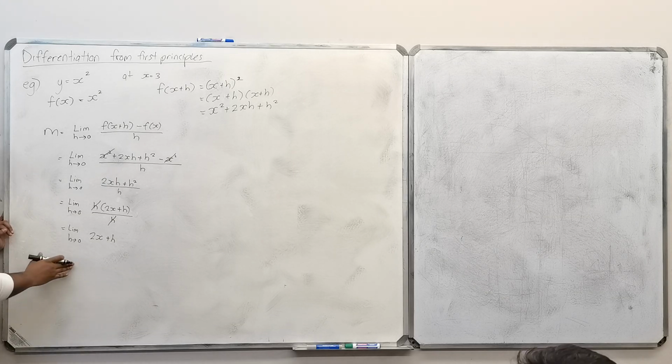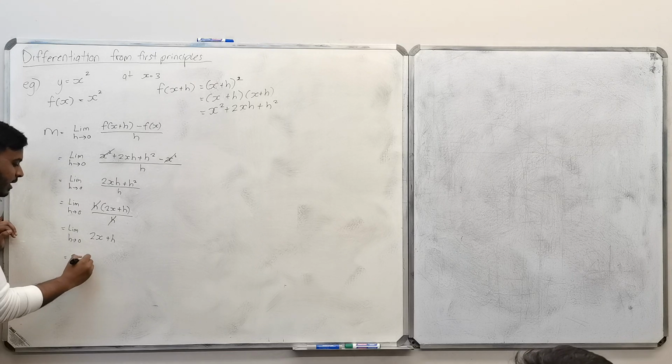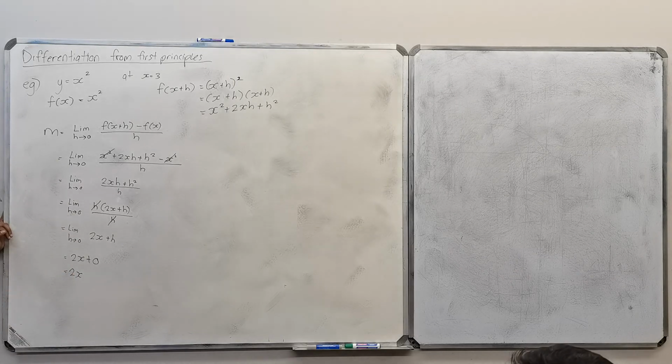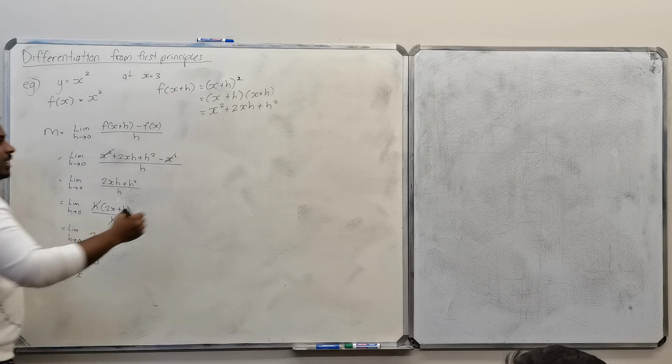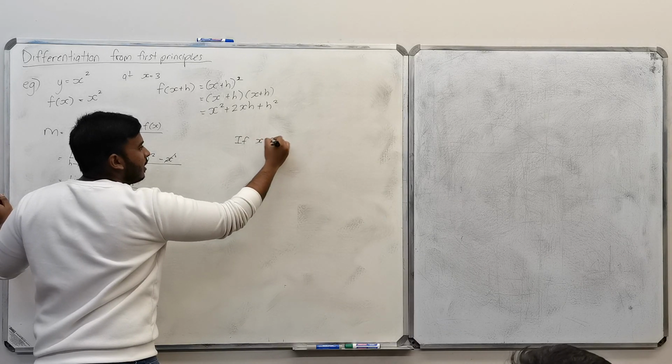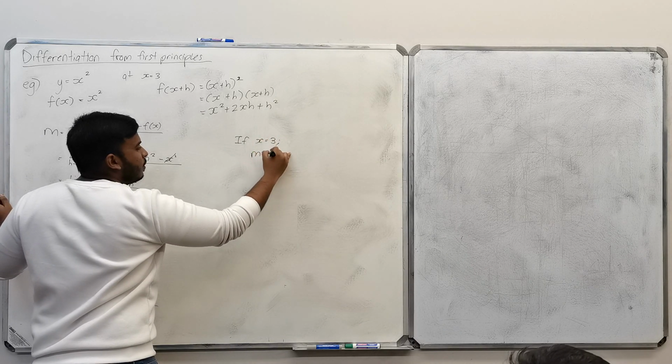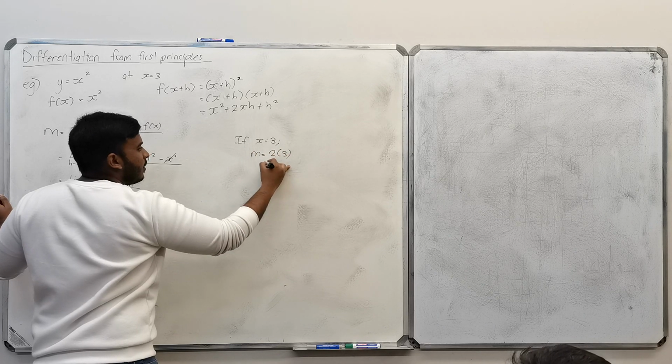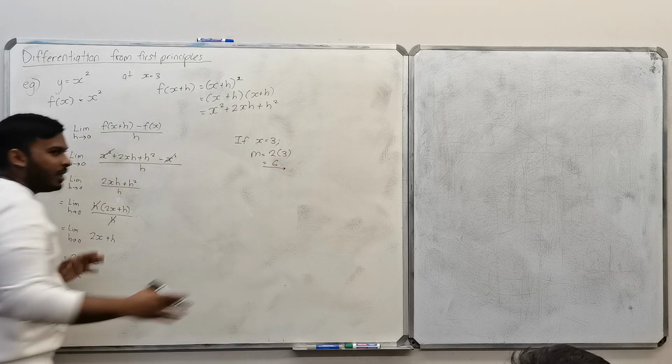Right? So now I can introduce the limit into it. So this would be 2x plus 0. So your gradient is equal to 2x. They asked you for the gradient at x is equal to 3. So all you need to say is if x is equal to 3, your gradient will be equal to 2 times 3.